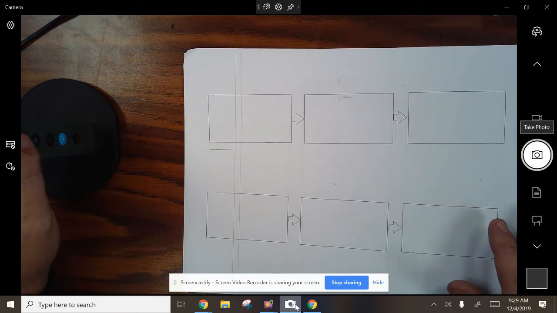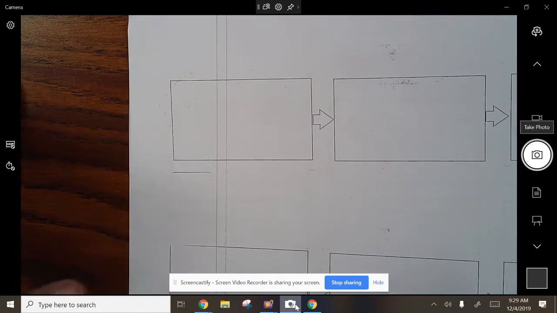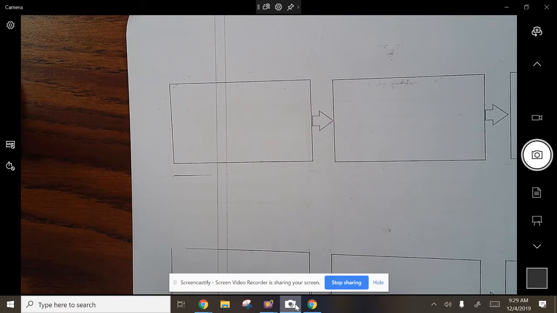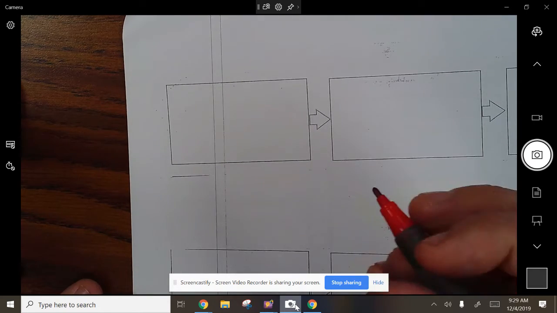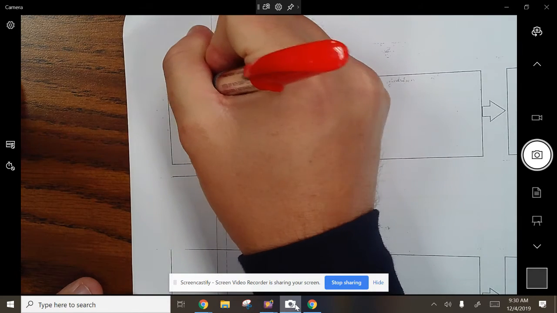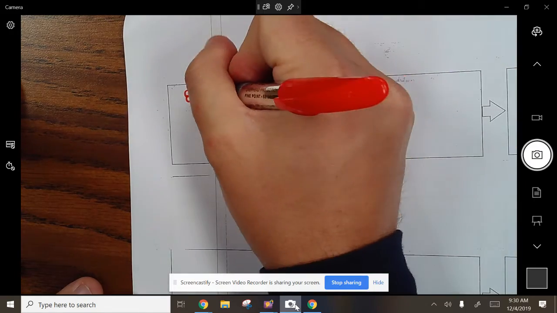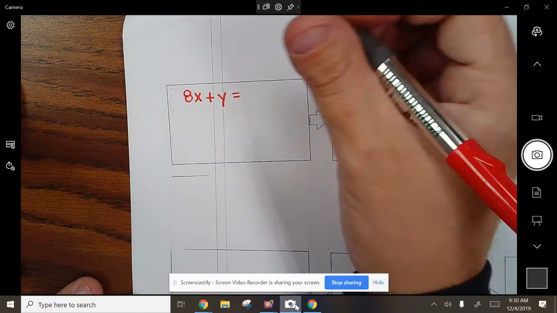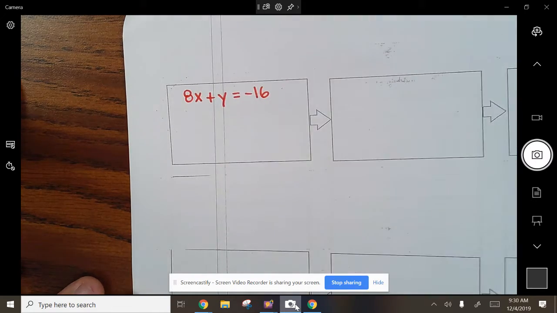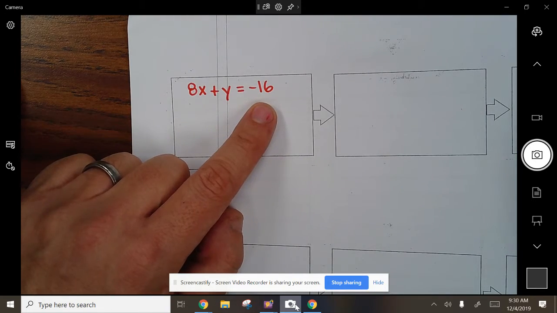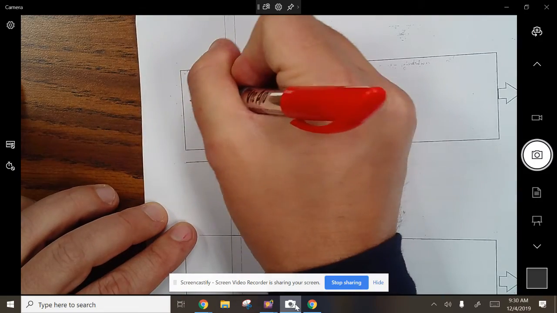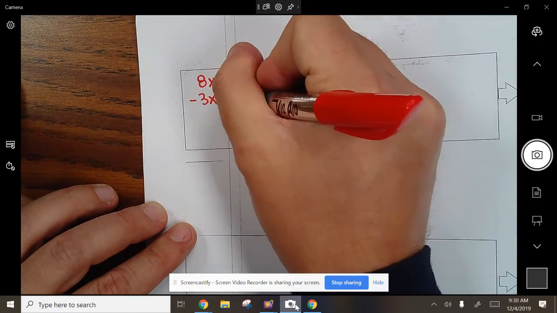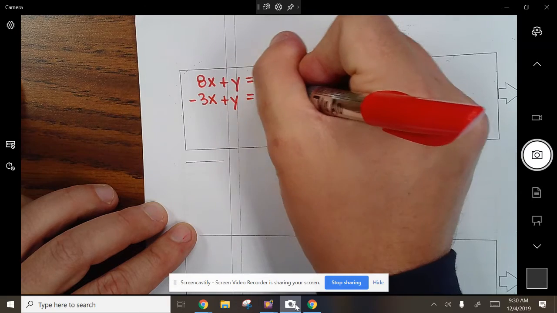All right, guys, we're going to go ahead and go through a couple problems. The first one we're going to look at is going to be something a little unique, and I want to make sure you have a decent idea of how to go about handling this. So as we look at this here, I'm going to write this down. 8x plus y equals negative 16. And then negative 3x plus y equals negative 5.